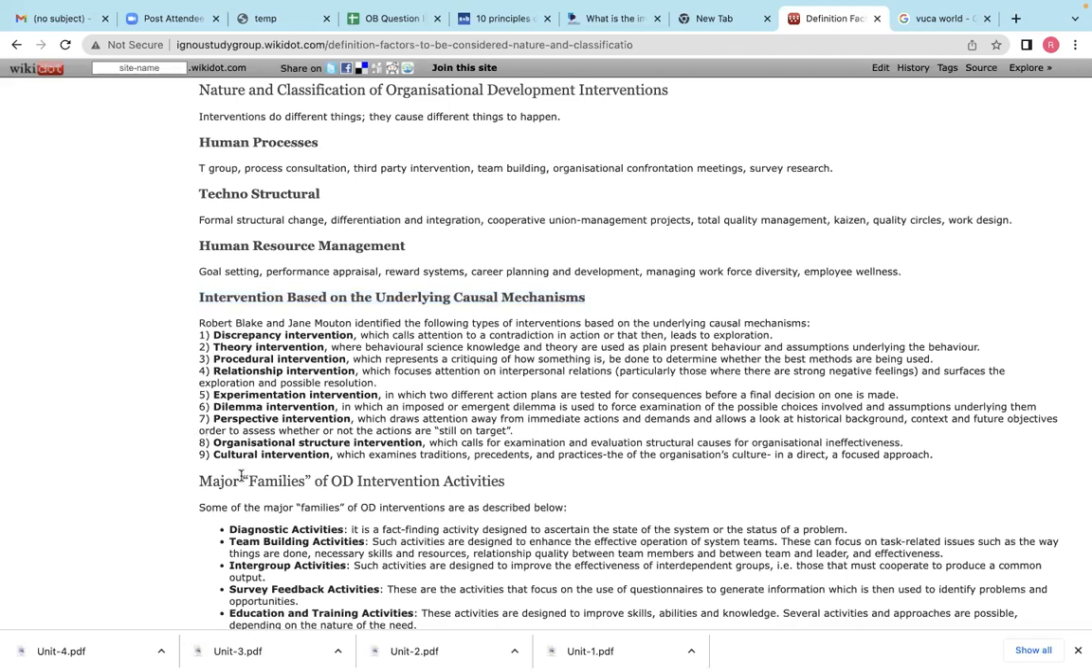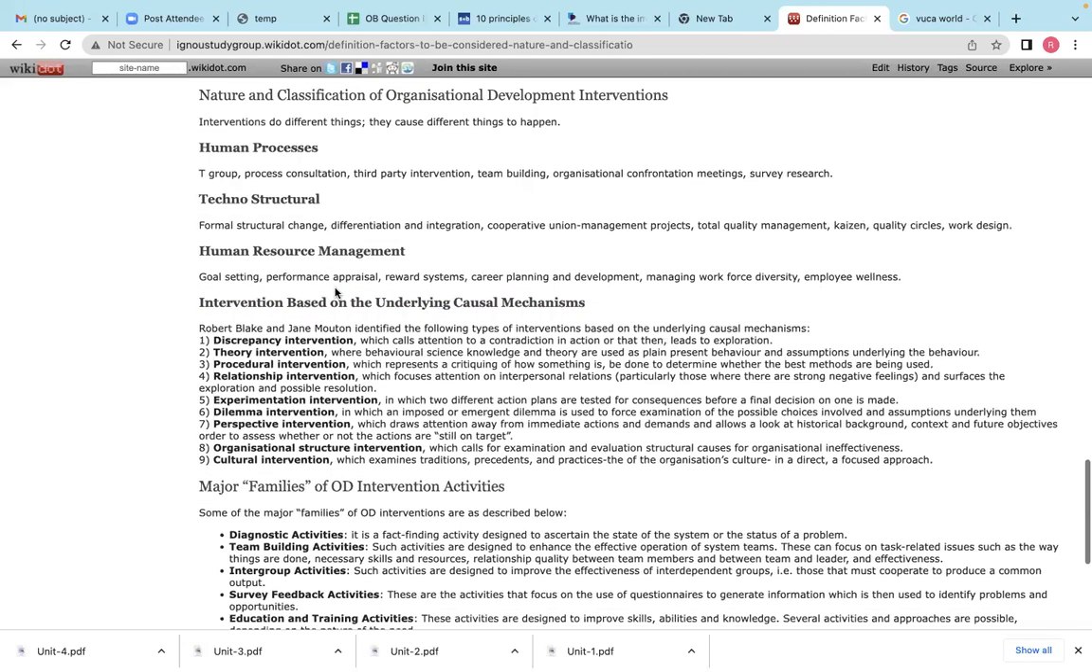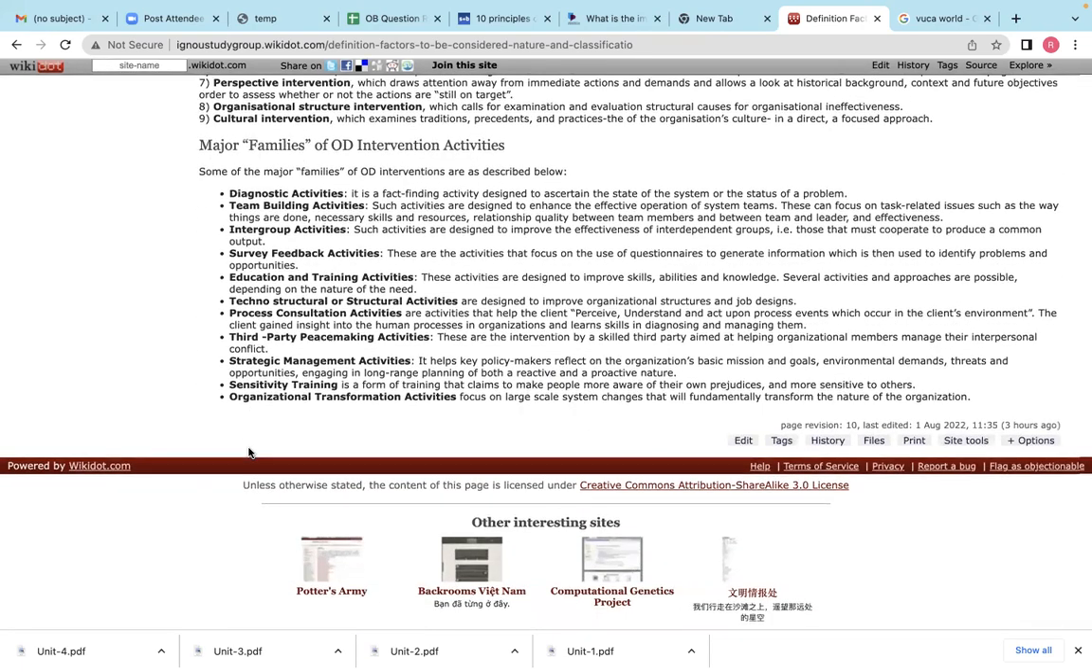These are all nine causal mechanisms or nine causal interventions, apart from human process, techno-structural, and human resource management. So there are a total of four categories: human process, techno-structural, human resource management, and causal mechanisms. Under causal mechanisms, we went through nine such interventions. And what are the major families of intervention activities?